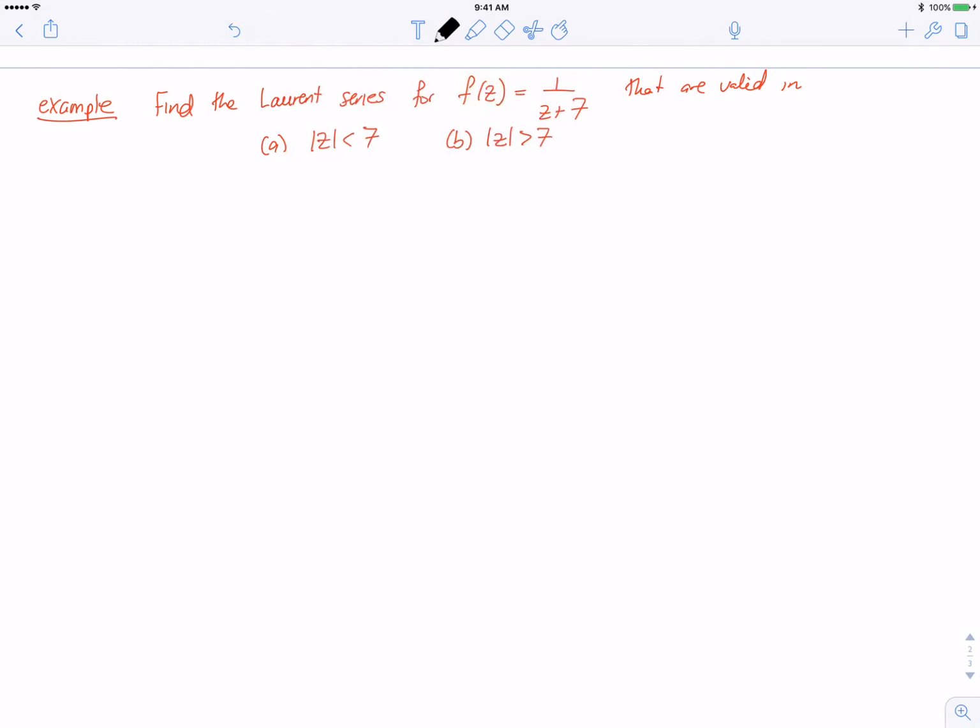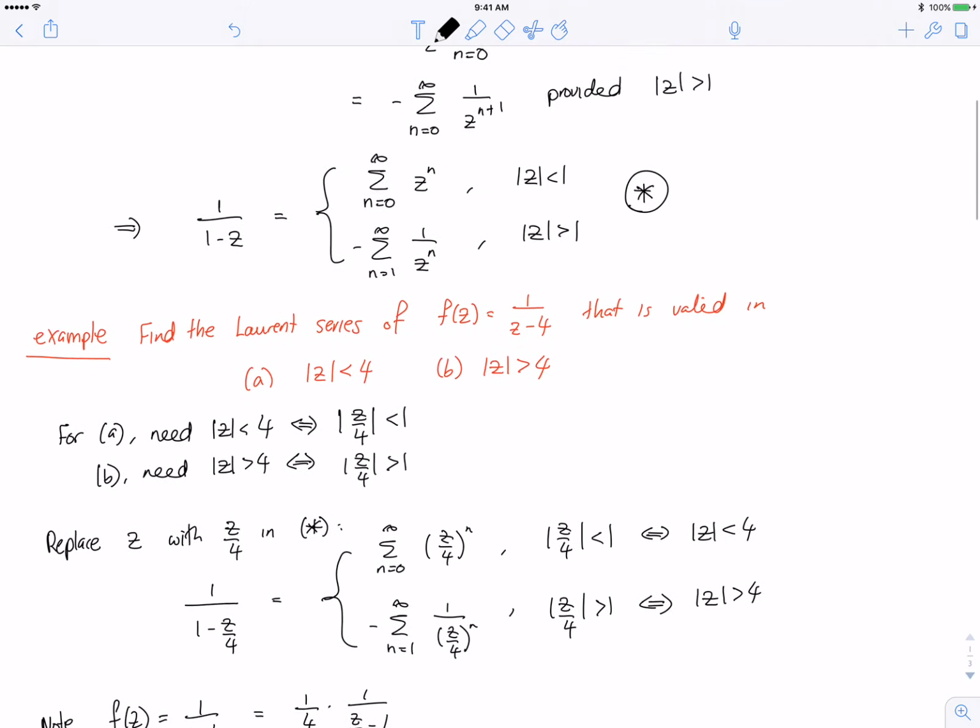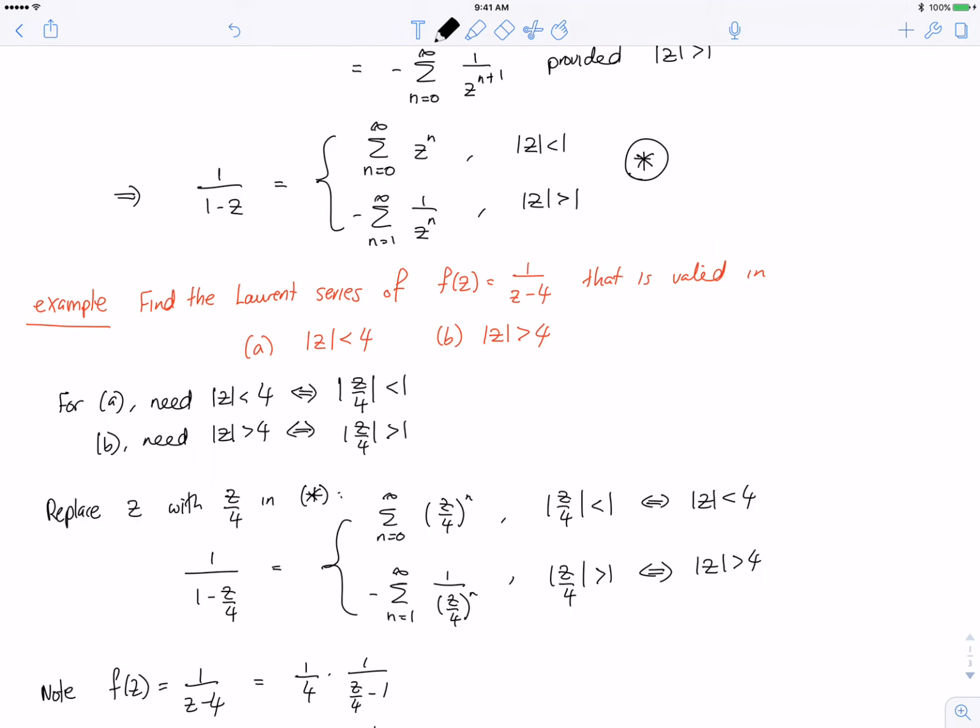So what I'm going to say is note that modulus of z is less than 7. That's the same as saying modulus of z on 7 is less than 1. And to say that the modulus of z is greater than 7, that's the same as saying modulus of 7 on z is less than 1. So, you may be thinking, well, this is pretty much what we had before. Let's take that result that I had, the one I called asterisk, right? And let's replace z with z on 7.